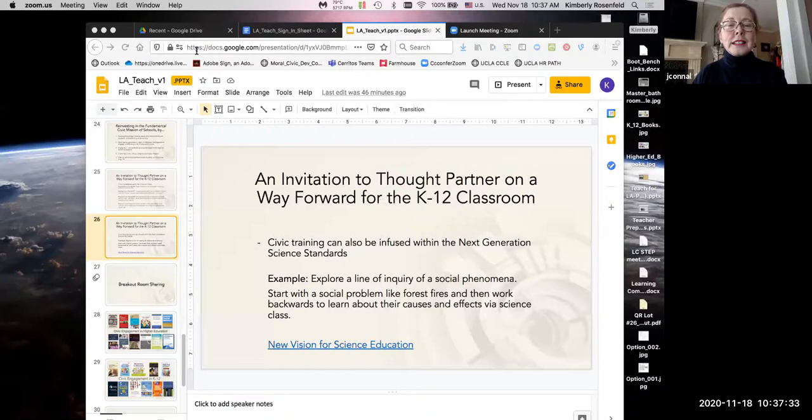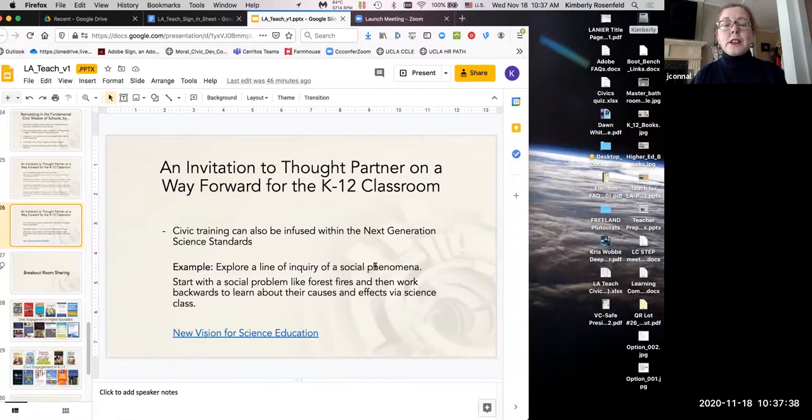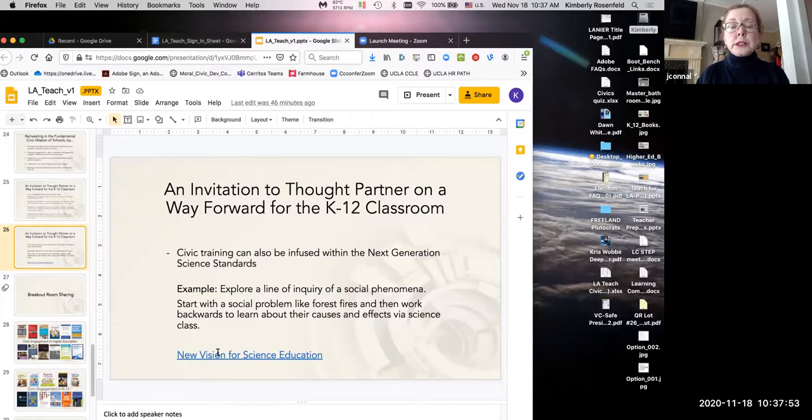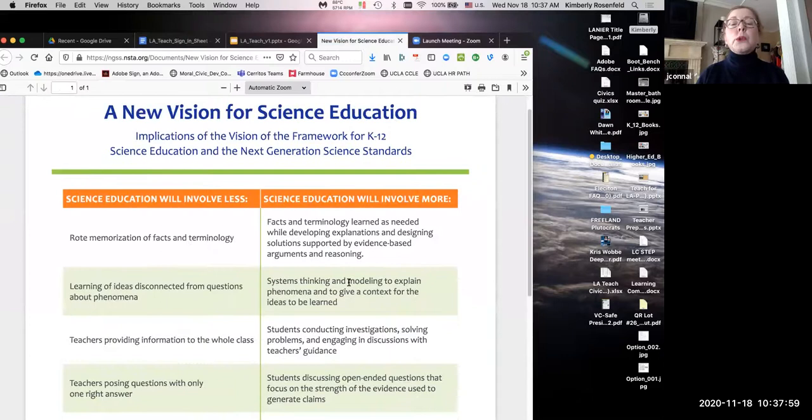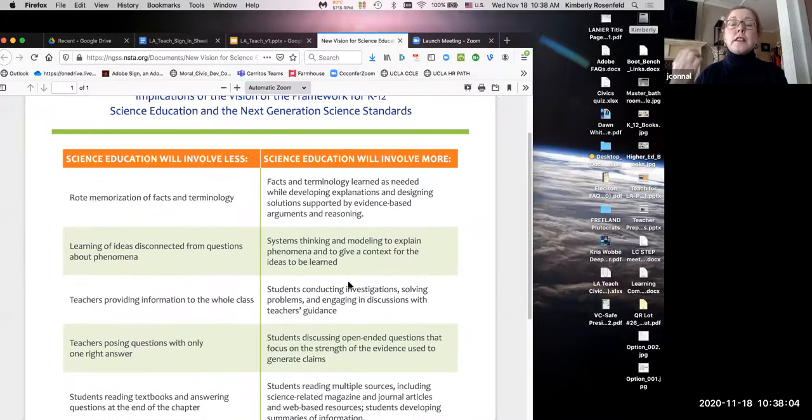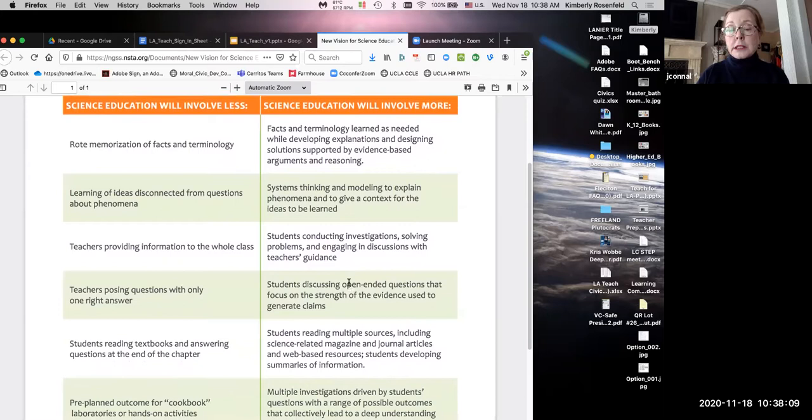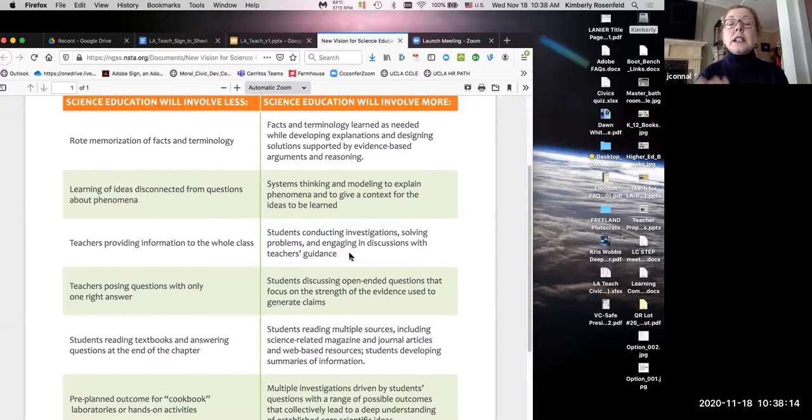So there will be some rooms that are dedicated to the science standard, and there are many standards on the linked document. If you're in that room, you can pick any one of those issues that you see on that document. The goal is to have you think about how you could do one of these things in the context of promoting civic literacy or civic engagement. So for instance, students conducting investigations, solving problems, engaging in discussions with teachers' guidance. So if you're the teacher and you're working with your students to do that, what ideas do you have? And the more concrete, the better. It'd be great for navigating students towards becoming more civic literate and engaged.